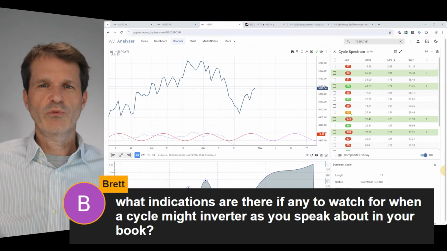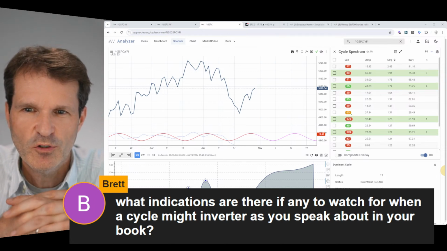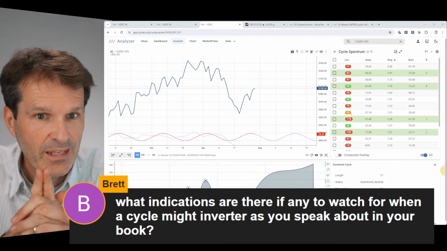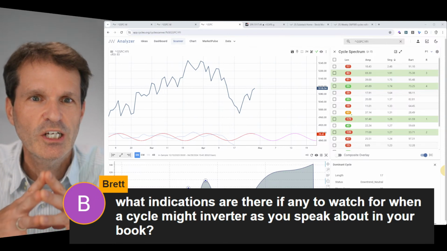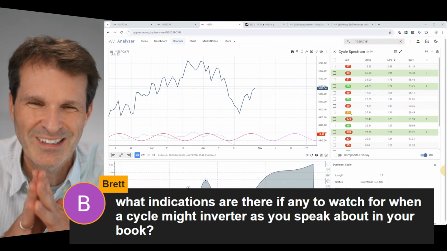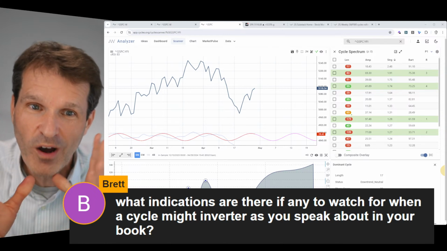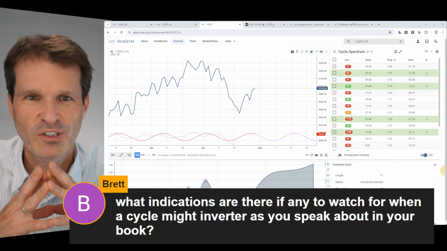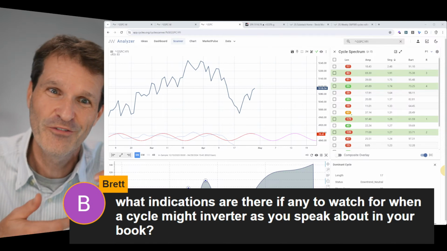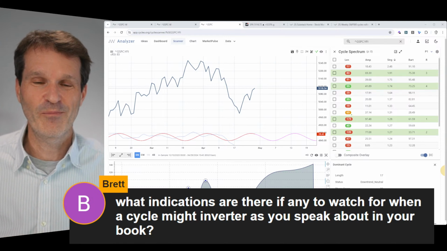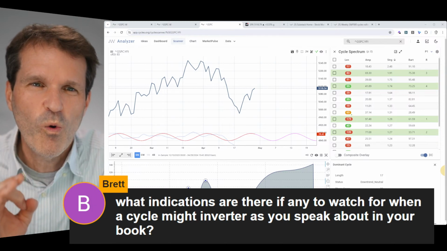What indications, Brad, are there, if any, to watch for when a cycle might invert, as you speak about it? Yeah, the inversion of cycles is a kind of secret which has not been revealed by anyone so far. It seems like cycle inversions take place, but nobody really can explain them. One argument is there are no cycle inversions. They have just been false projections up front, and then it's an excuse for a false analysis. But I don't know, maybe they are there. There is no single answer, and I think no one has a clear answer on that.